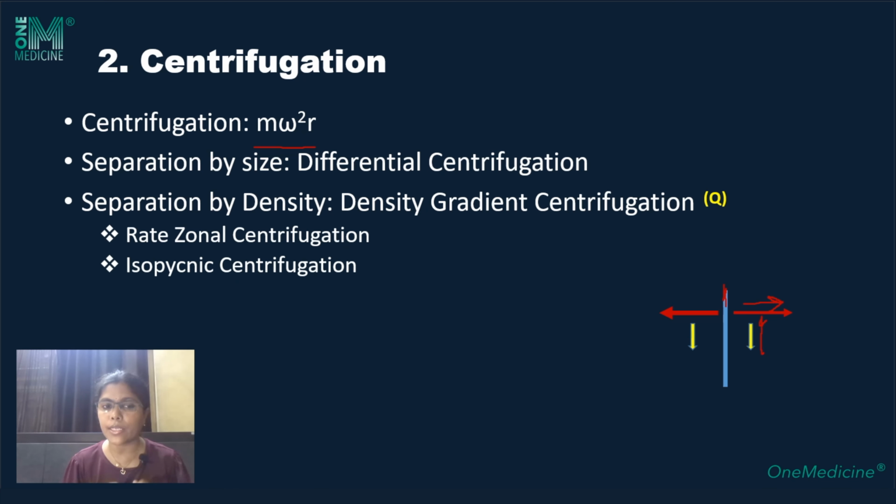Now this density gradient centrifugation is again of two types. Rate zonal centrifugation, where the particle will sediment by virtue of its sedimentation coefficient, and isopycnic centrifugation or buoyant centrifugation, where it will separate by virtue of its buoyant density. These are the two types of centrifugation.